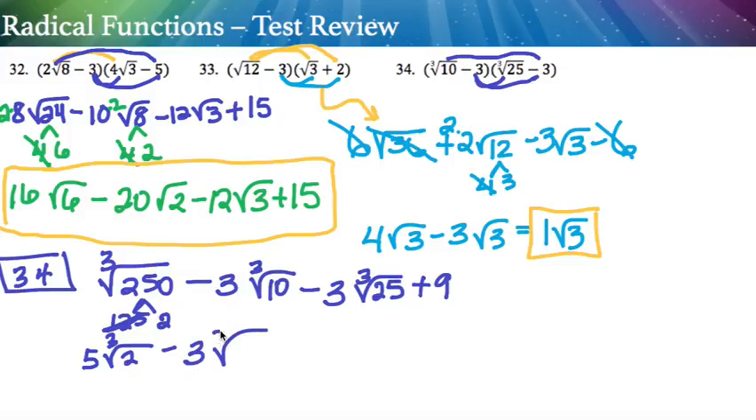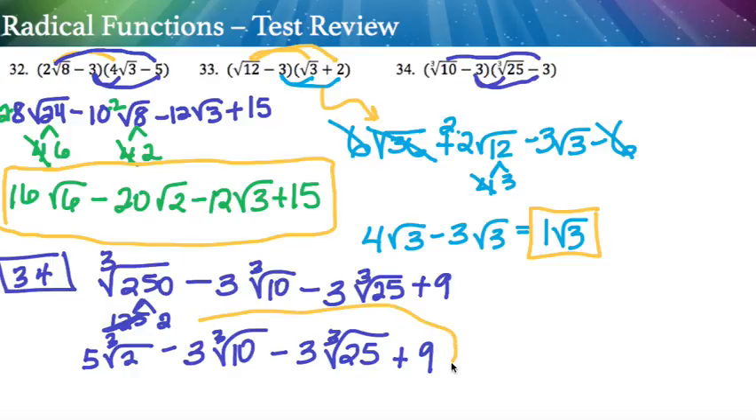3 cube root 10 minus 3 cube root 25 plus 9. There's nothing else I can do here. I can't get a cube root of 2, I can't get a cube root of 10, and I can't get a cube root of 25. And so I have actually simplified this as much as I can.